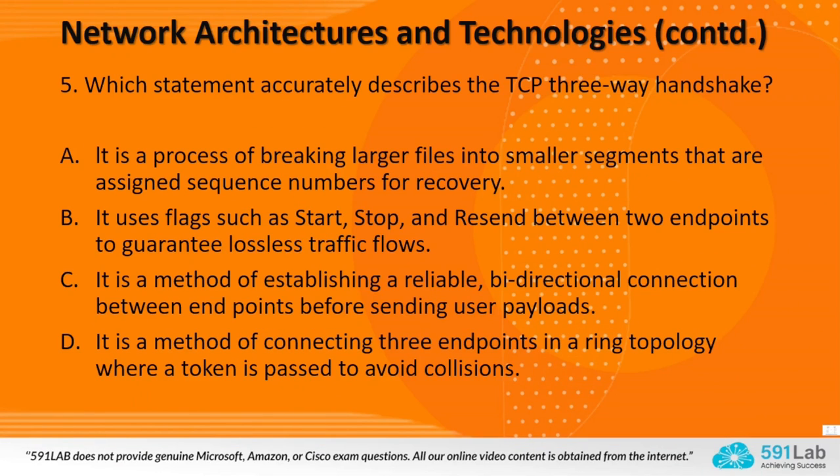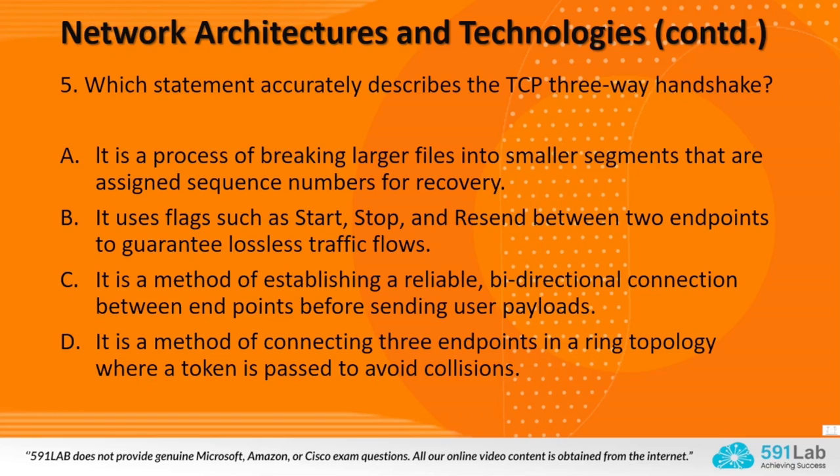Option A. It is a process of breaking larger files into smaller segments that are assigned sequence numbers for recovery. There's no such breaking of larger files into smaller segments. So option A is wrong. Option B. It uses flags such as start, stop and resend between two endpoints to guarantee lossless traffic flows. No, it's not correct because there's no use of such flags as start, stop and reset. So option B is wrong.